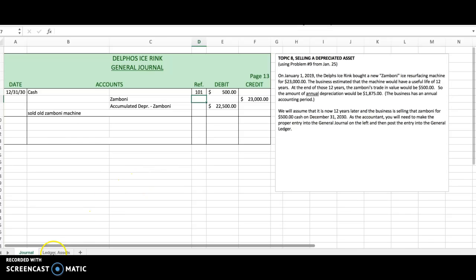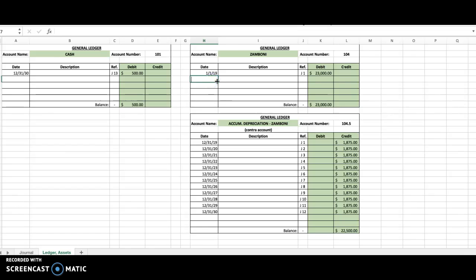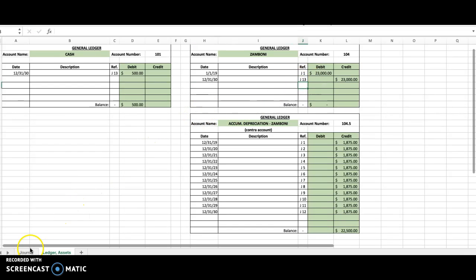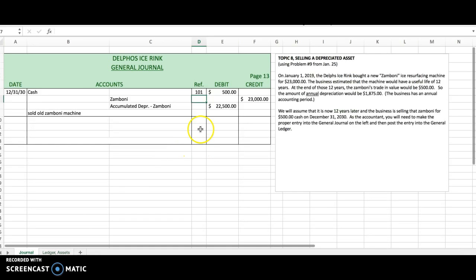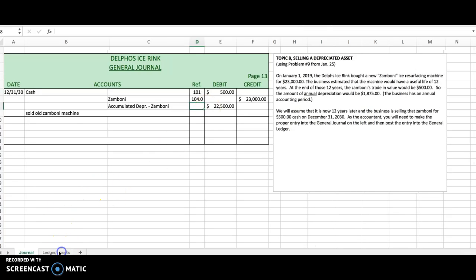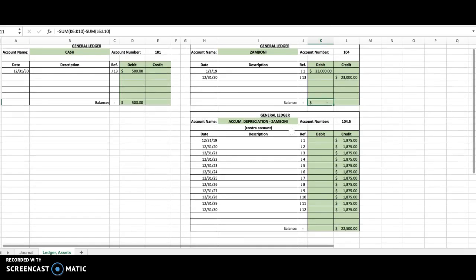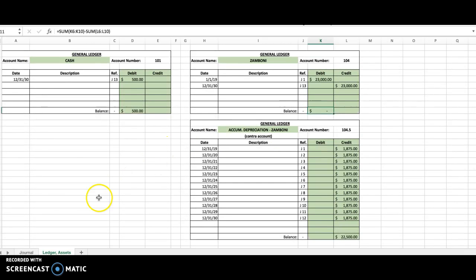And now we go to our Zamboni, that account. And again, this is 12/31/30. And we credit the $23,000. That's what we did in the journal. And this was J13. And this is account 104. Back into the journal. So now the Zamboni, if I can get to it here, the Zamboni account now has a zero balance. We no longer have that machine. So that's what we want to happen.